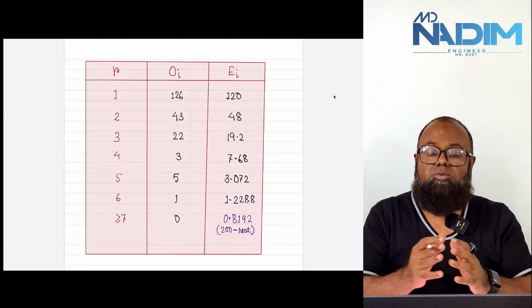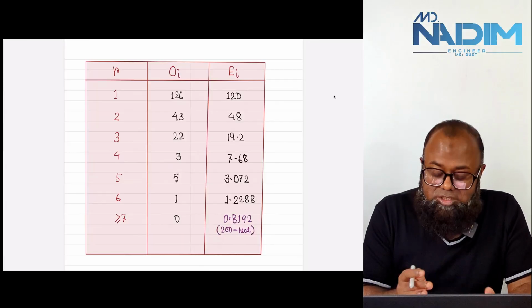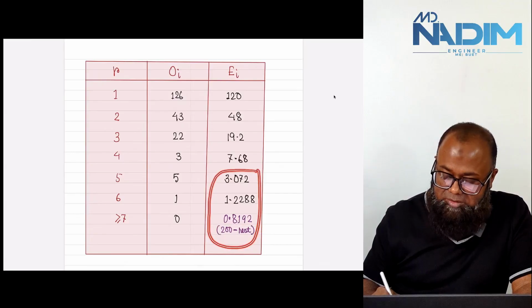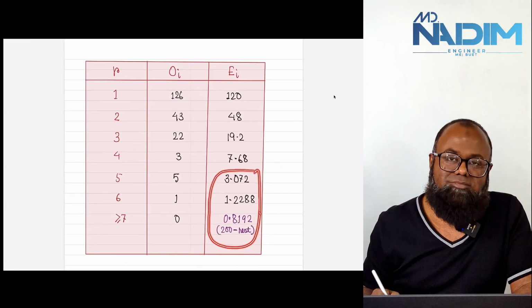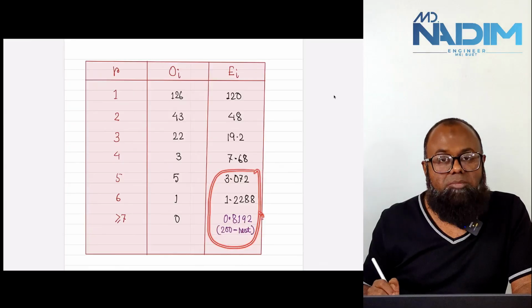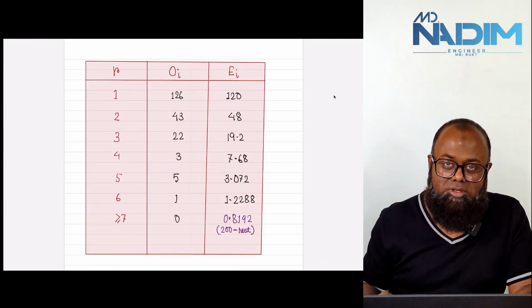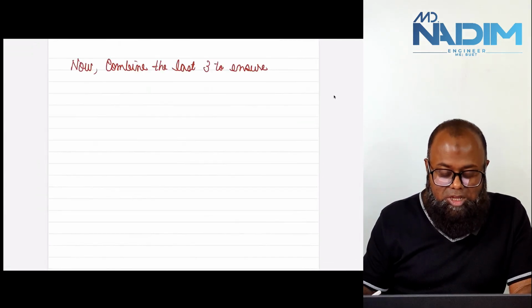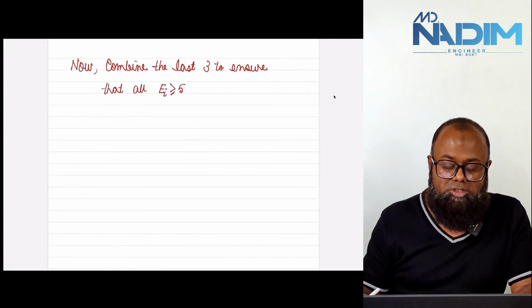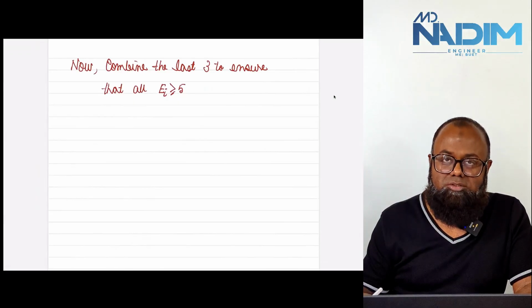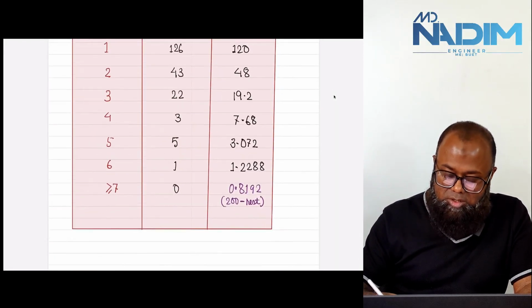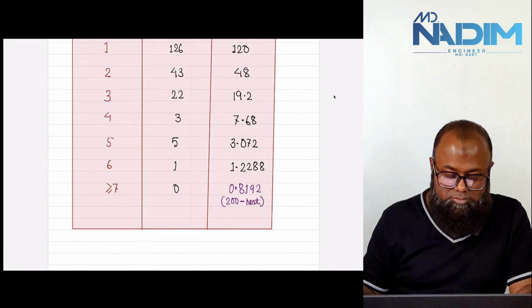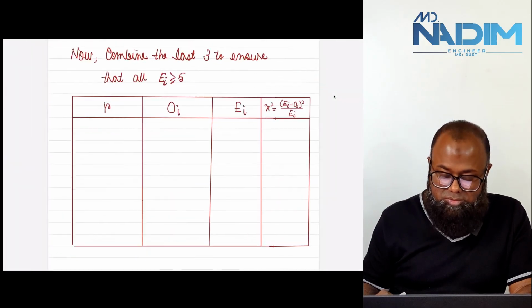Now, what was our concept? In the table, if we see any expected value less than 5, then we have to combine. We have to combine. Now we have to write down the table again. So now combine the last three to ensure that all are greater or equal to 5. So I have to combine all three here. So let us do the table now.